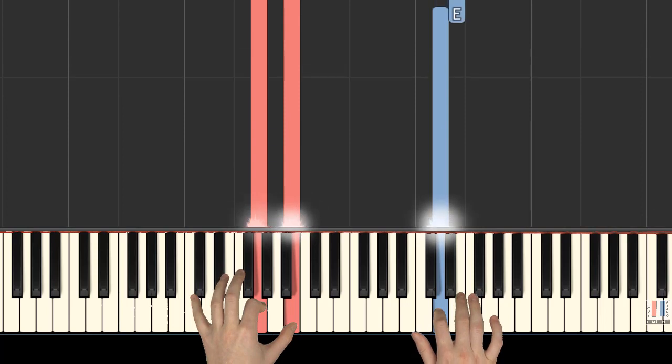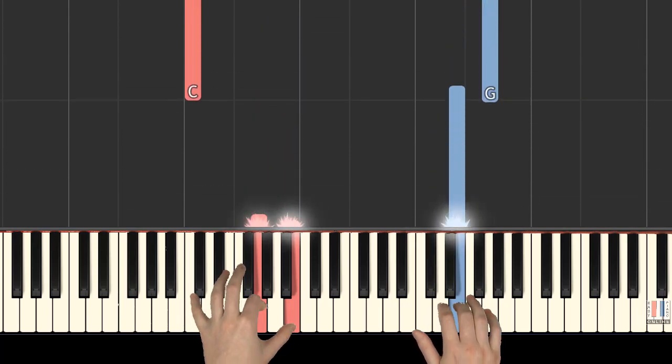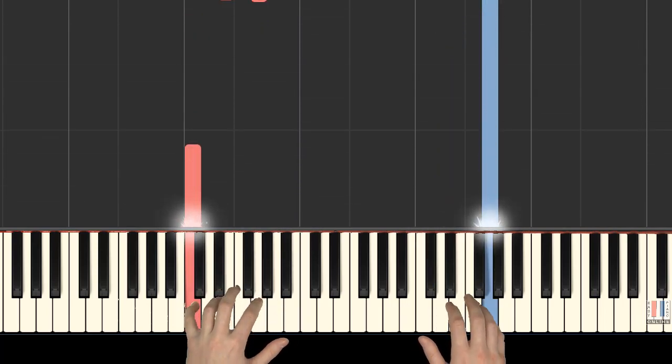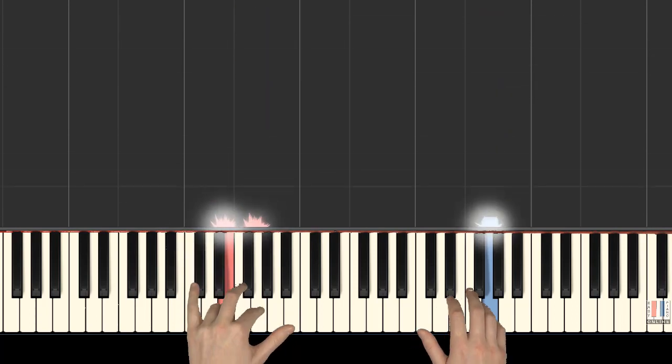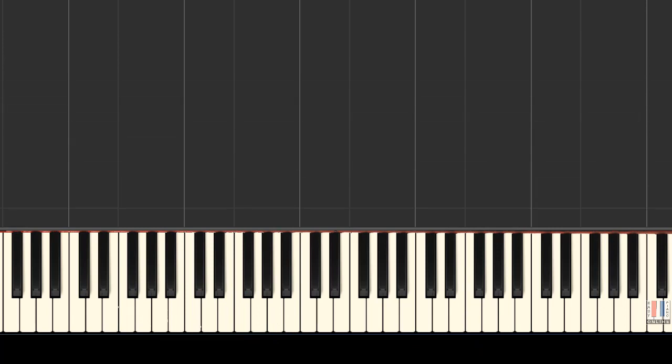Right hand 2nd is on E. Sorry, not 2nd, 3rd. Left hand 4 and 2 on E and G. We will stop here in this tutorial.